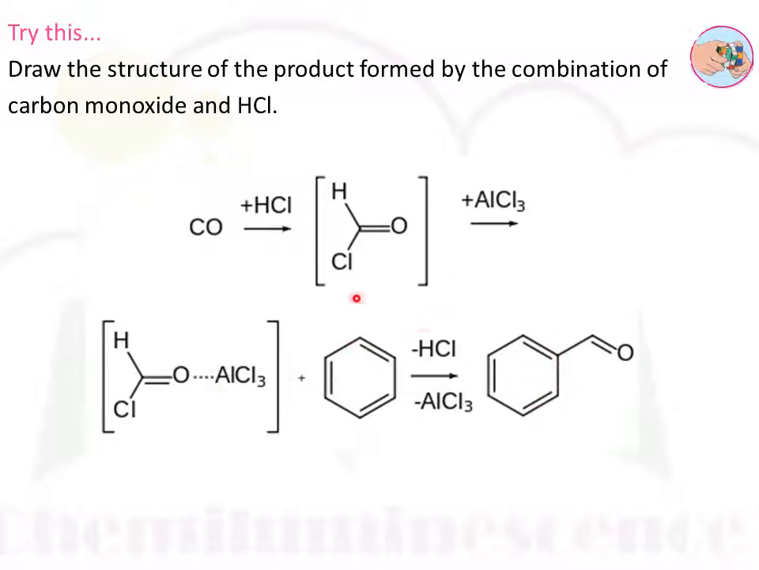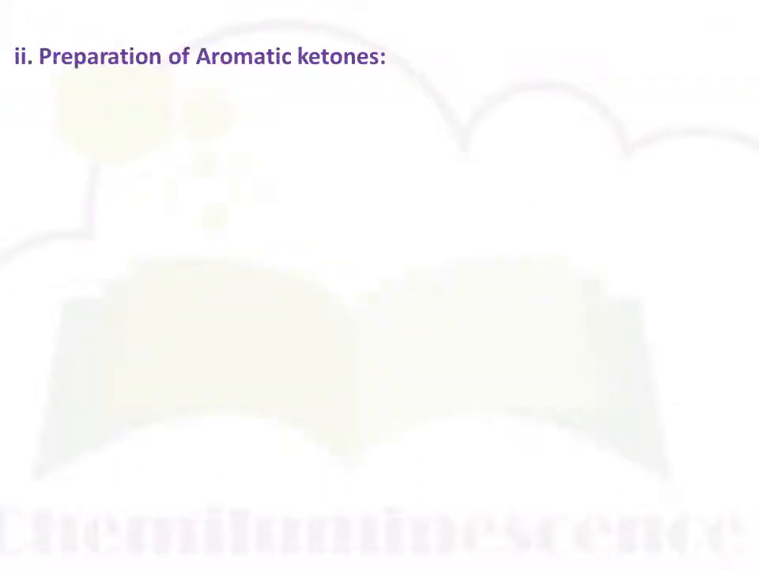In this reaction, hydrogen from the benzene gets replaced by a formyl group, and that hydrogen gets combined with chloride of this formyl chloride and forms HCl, and aluminum chloride is recovered. In this way, this formylation of benzene or substituted benzene takes place, and we get a benzaldehyde or substituted benzaldehyde as a product. Next, we will study preparation of aromatic ketones by Friedel-Crafts acylation of arene.